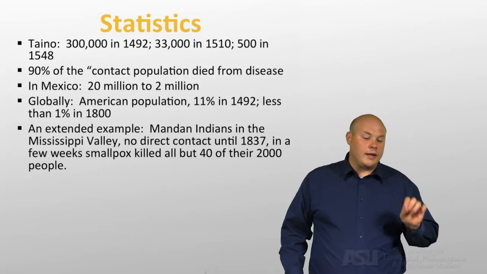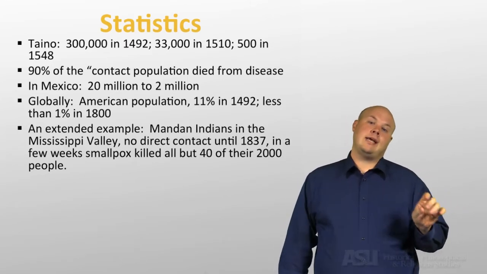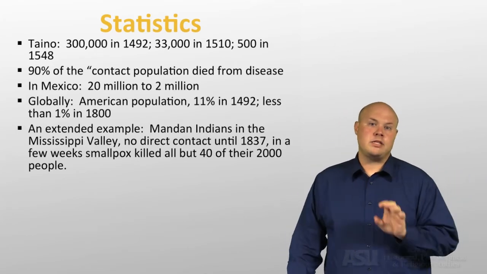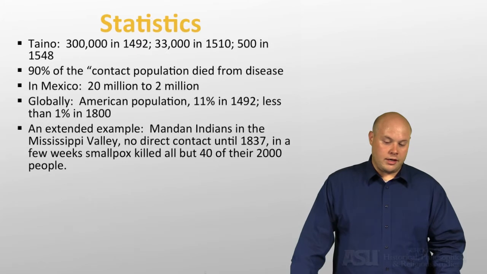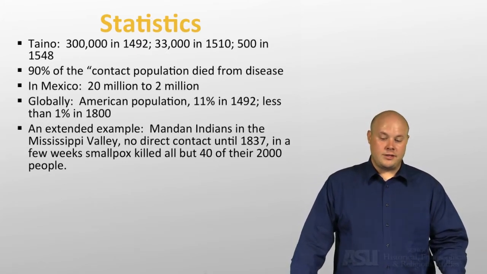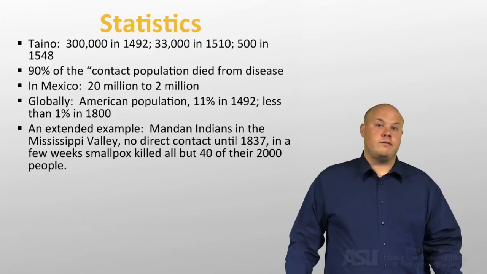So this gives you an idea of what we're talking about. 90% of that first contact population is going to die from disease. The Taino, the people that Columbus first encounters on his first journey, 300,000 when he lands in 1492. By 1510, 33,000. There'll be 500 in 1548.